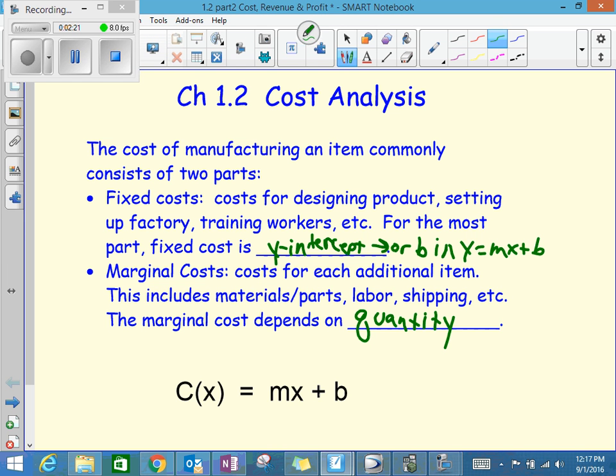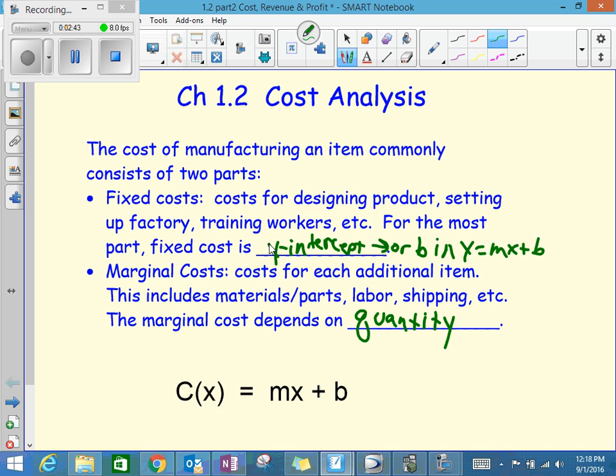So if you're going to make, let's say you're a bakery, right? The fixed cost would be buying the ovens, getting the space, buying your rent, that kind of thing. Your marginal cost is buying the ingredients, okay? Because you're buying the ingredients based on how many cupcakes you're going to provide, right?